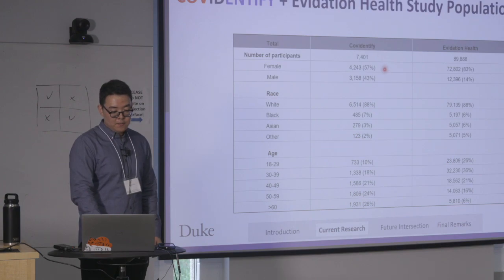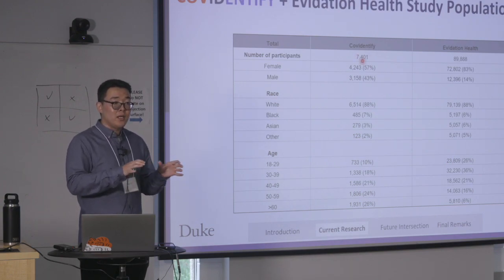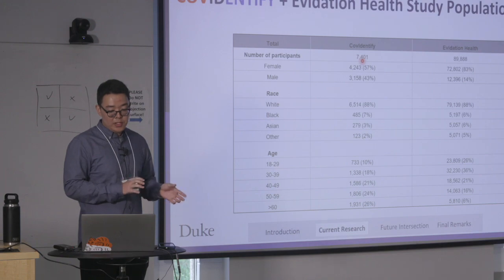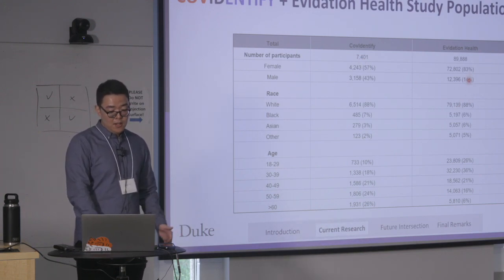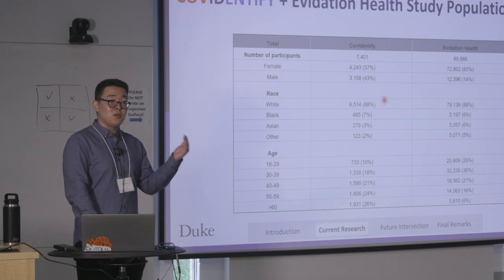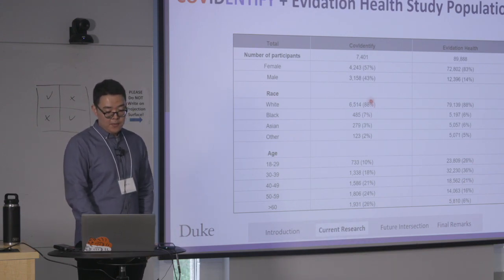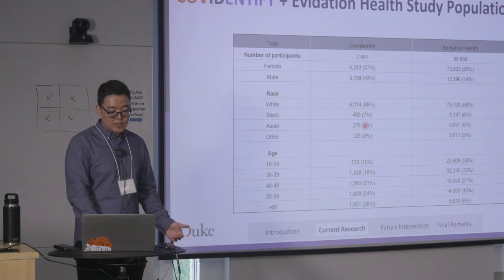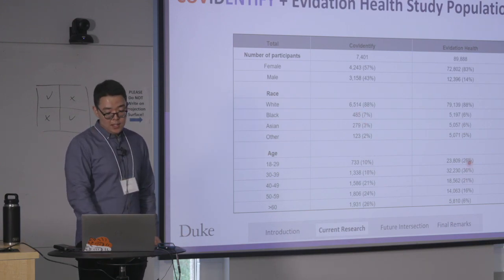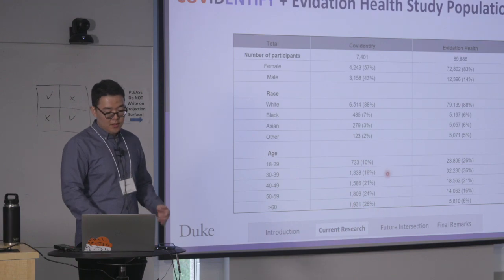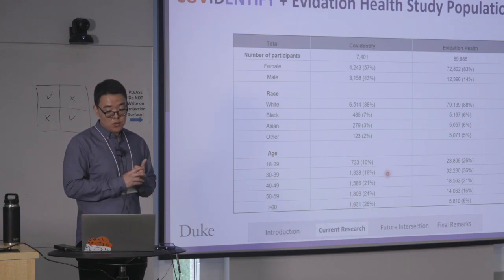So I guess for COVE-Identify, we had a more equal breakdown of male to female ratio. For Evidation Health, they had a much higher representation of female. For race, again, as we had seen in the previous stacked bar plot, the majority of the individuals were white. And in terms of age group, as we had seen with the peer research study, there were a lot of individuals in the Evidation Health who were much younger. And for our distribution, we had a sort of equal spread across all the different age groups.